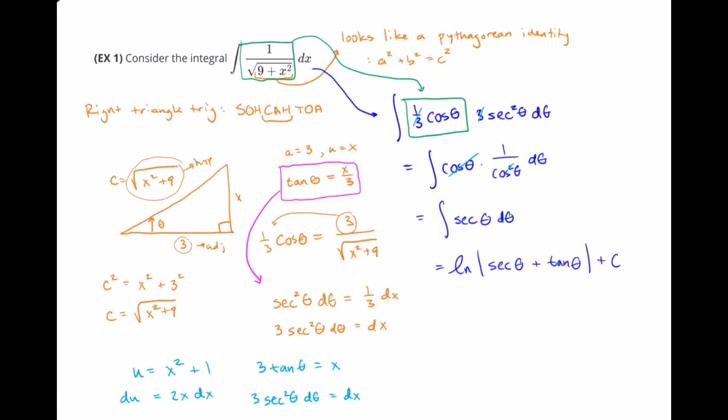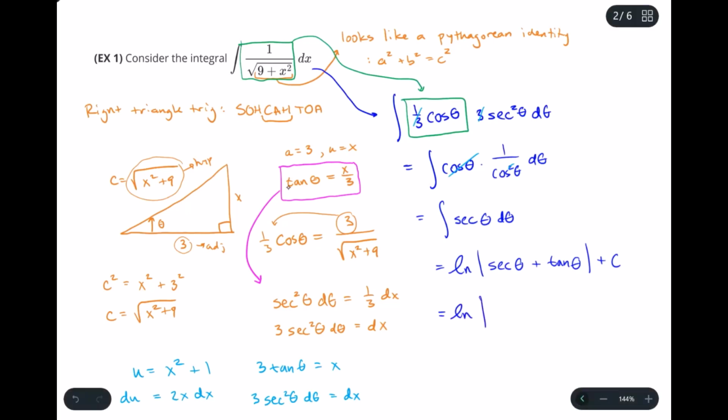And we have one last thing to do. So now we have everything written in terms of theta for our answer, because this is our integral, the function that is our integral, but it's in terms of theta. We need to get it back to x. And that's where this triangle comes into play again.